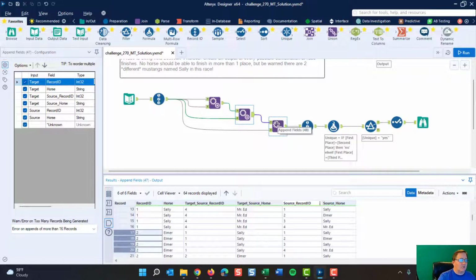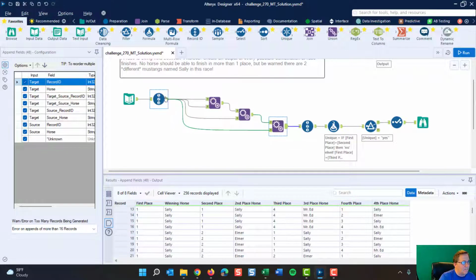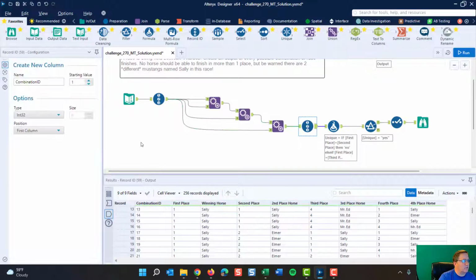And let's do this one last time. We're going to append the output of that, these 64 records, back again to each of our four horses to come up with a fourth place finish. Next thing we're going to do is we're going to go ahead and stick an ID on every one of those combinations. So now we're at 256 different combinations.